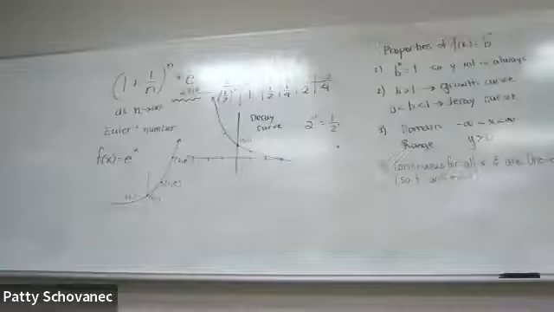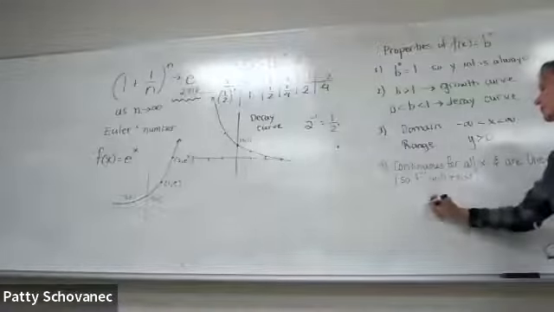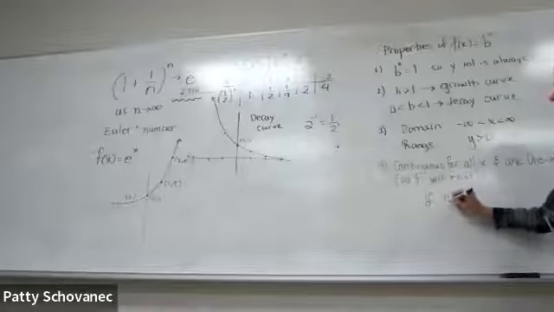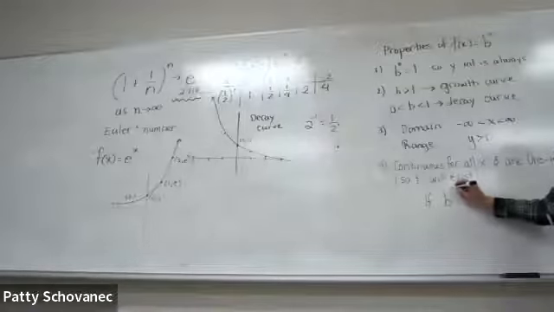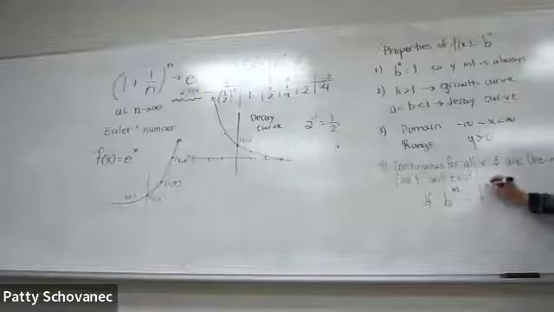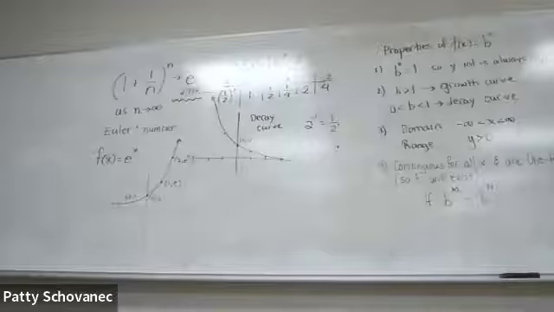Here's another way of saying they're one-to-one. One-to-one means that if b to one power, let's call it m, is equal to b to the other power n, then the only way that can happen is if m and n are the same thing. That's what we mean by one-to-one. They're only equal if the exponents are equal.